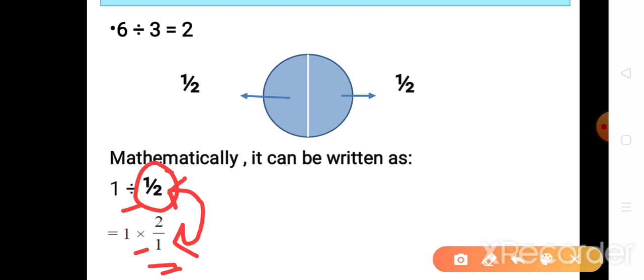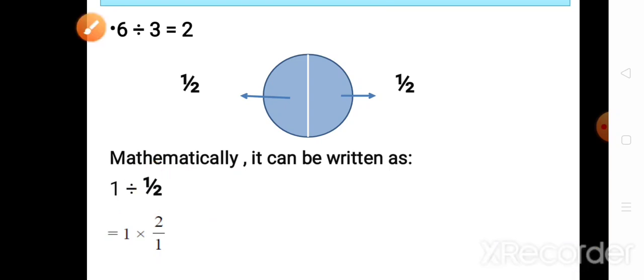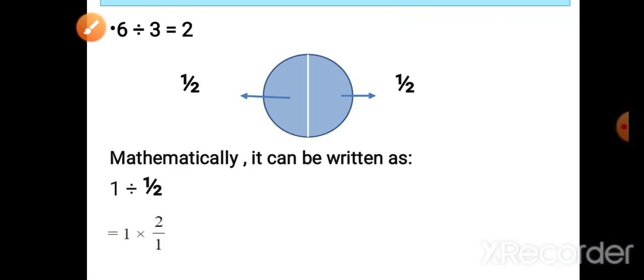And what we have to do is, whatever the second number we have, it might be in the form of a fraction or say a number, you have to interchange the numerator and the denominator of the fraction, or say you have to invert the fraction. And after that, we can simply solve this multiplication, which will give us 2 as the product. You can try this on your own as well. So 1 divided by 1 by 2 gives us 2 as the answer.